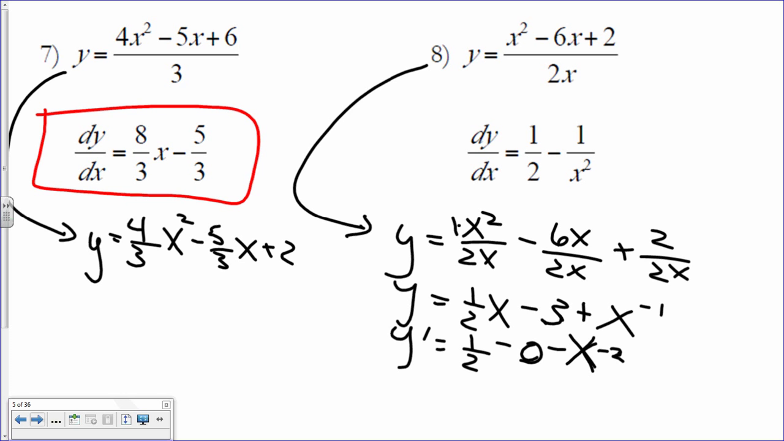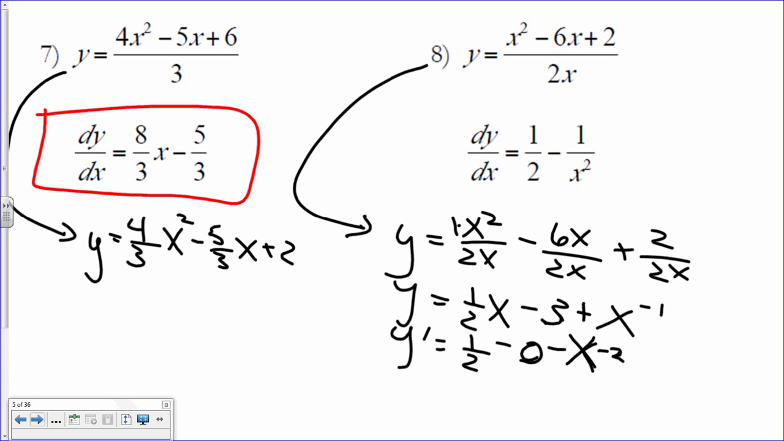So yeah, you want to break it up, simplify. So x squared over 2x, that's the same as 1/2 x. Minus 6x over 2x, that's minus 3. 2 over 2x would be 1 over x, or x to the -1. So all this work that we're doing is just a setup. Now we can take the derivative.